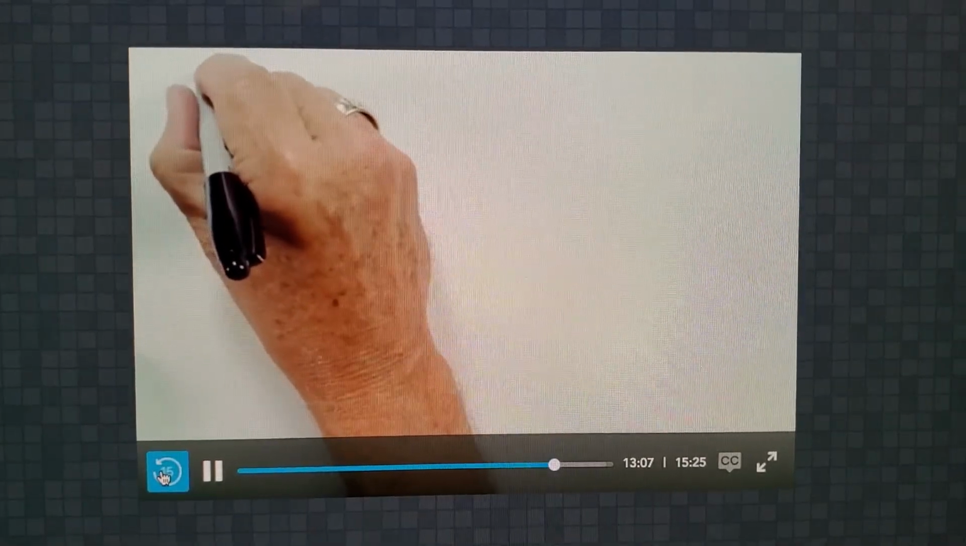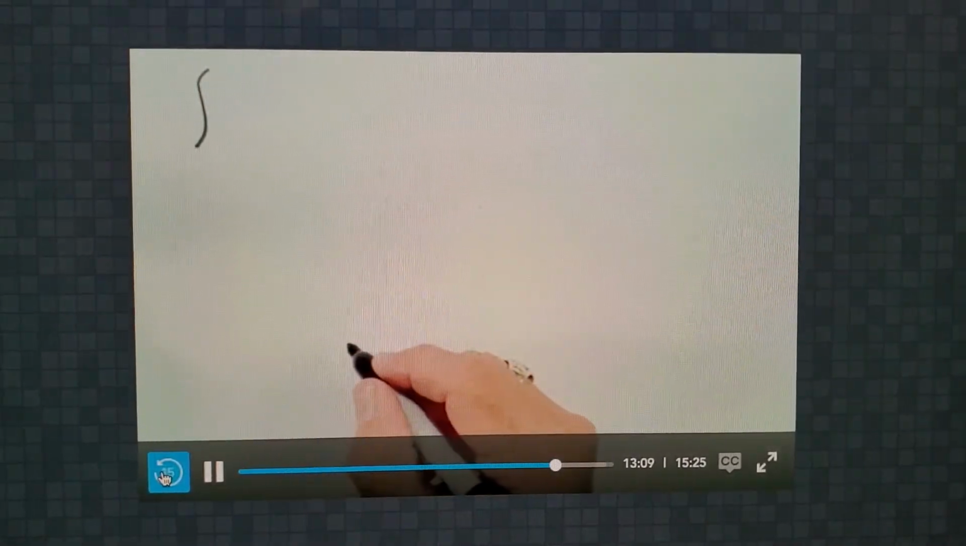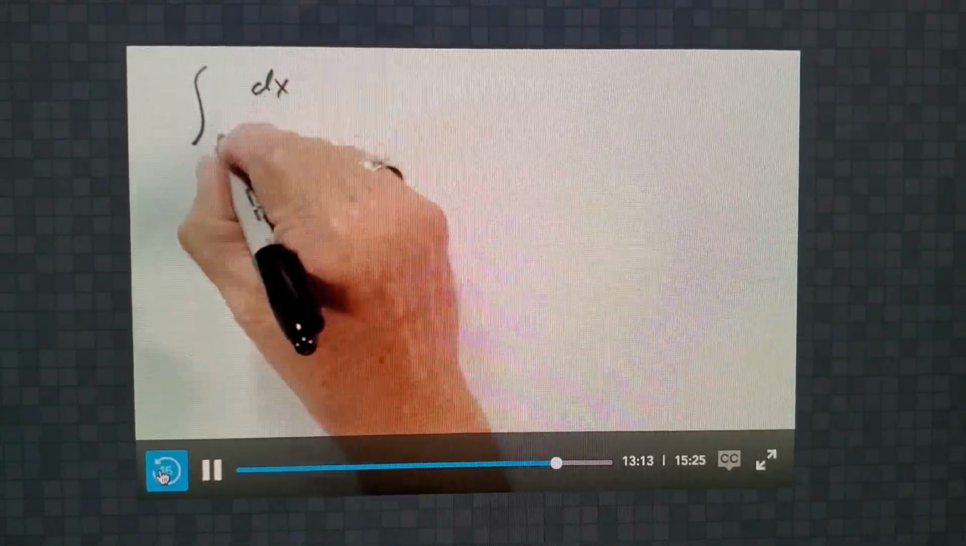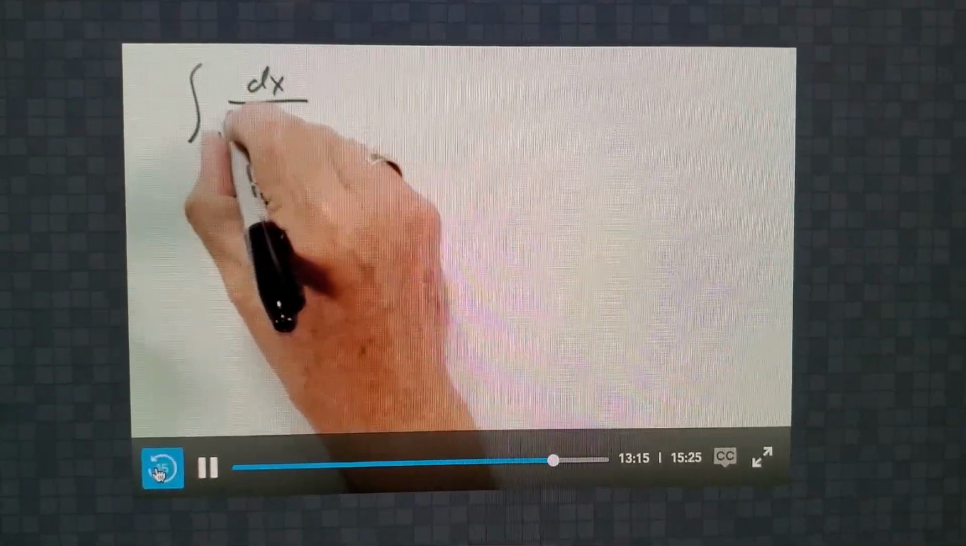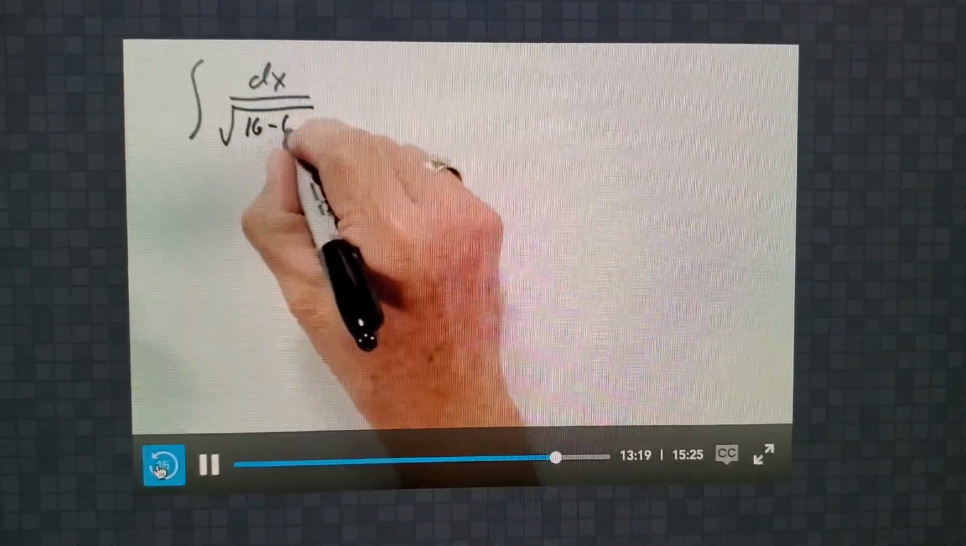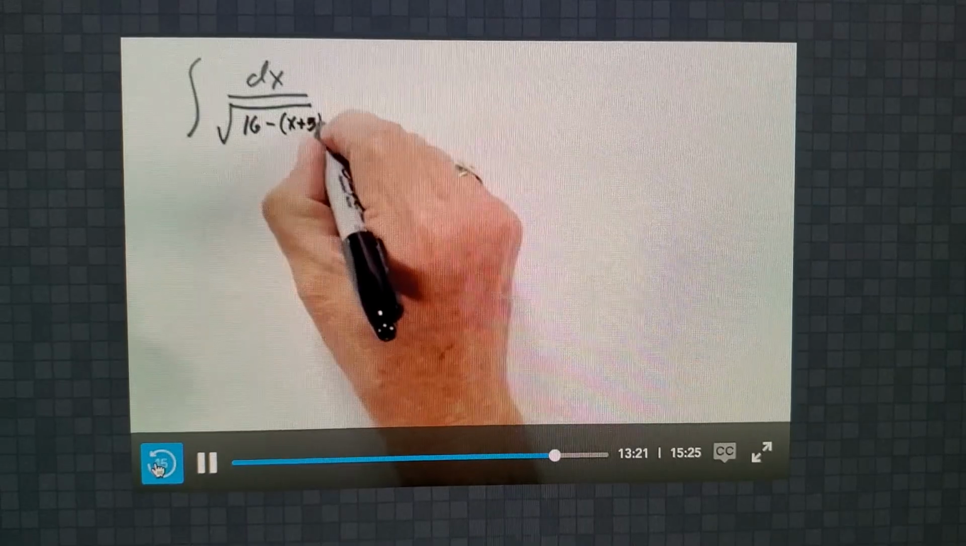These problems are not easy. It's hard to make the original problem fit the formula. Let me do one more example. And this time, it's going to be a type 2 problem. It's going to be the antiderivative of dx over the square root of 16 minus (x plus 5) squared.